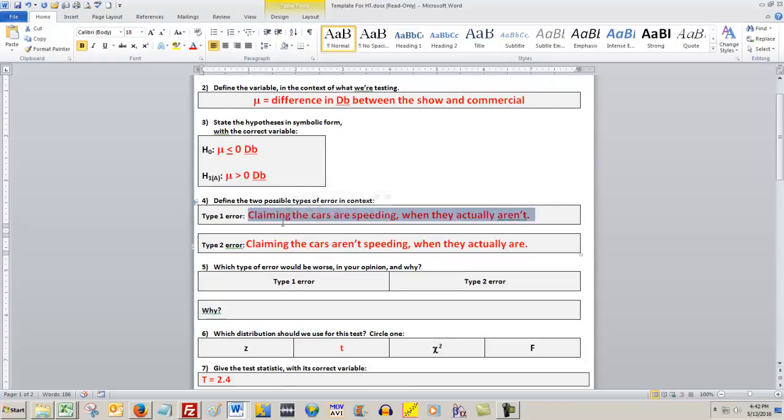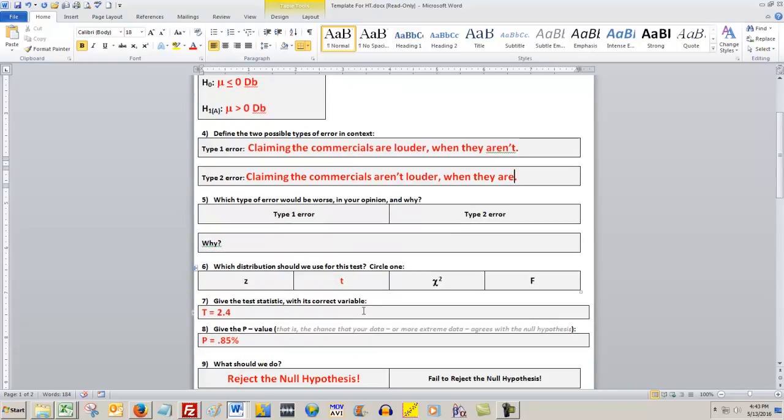Basing off of our car analogy from before, type 1 error is a false positive. That's claiming the commercials are louder when they aren't. False positive, right? And a false negative, claiming they aren't when they are. Claiming the commercials aren't louder when they are. And I'll let you decide which one of those you like better or don't like least, and you can go from there.